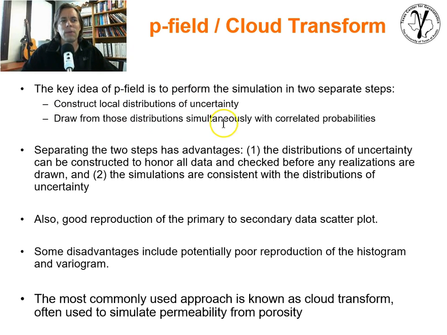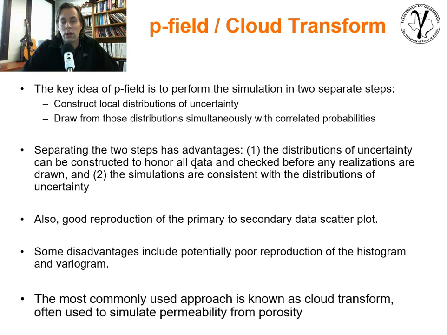So the key idea of PField is to perform a simulation in two steps: construct the local distributions of uncertainty, and then draw from those distributions simultaneously with correlated probability values. So we're separating the simulation approach into two distinct steps. Now you recall with the sequential methodology, at every location we calculate the local distribution of uncertainty. We do Monte Carlo simulation, and the correlation is imposed in the kriging. In this methodology, the correlation is not imposed in the formulation of the local distribution of uncertainty, but as a separate step.